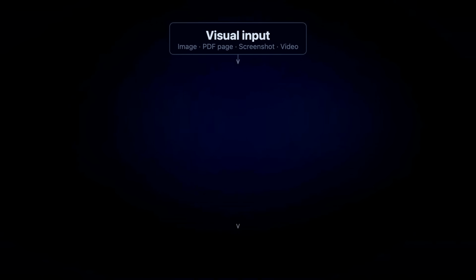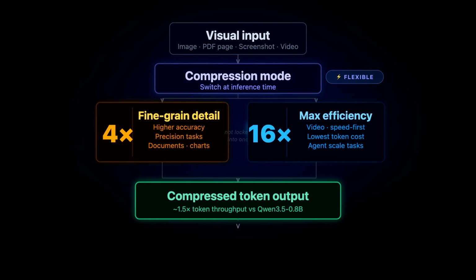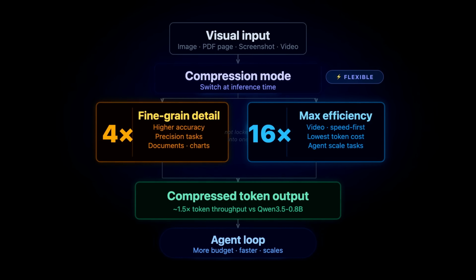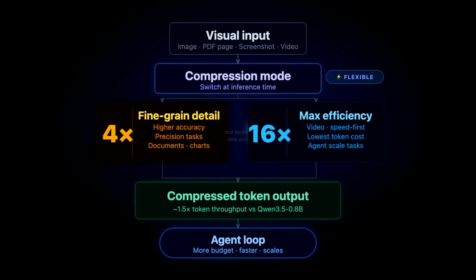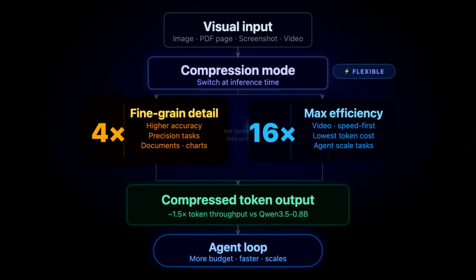Now, they've also got this interesting mixed 4x and 16x visual token compression, which is a mode that you can switch at inference time. So 16x is what you can use for video and efficiency, and 4x is more for fine-grained image details if you're going for things like that. So you're not locked into one trade-off end to end. Again, you're doing way better than that Qwen 3.5 model, which is only slightly smaller.